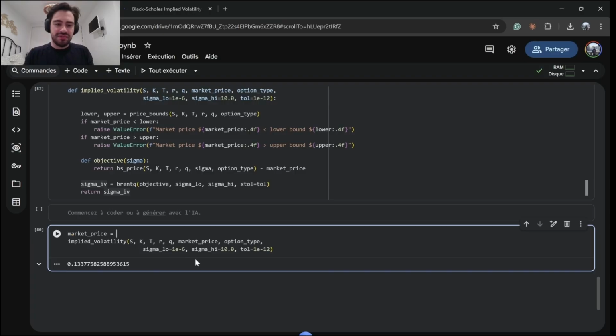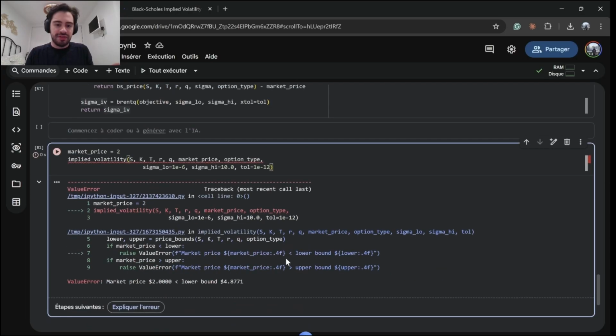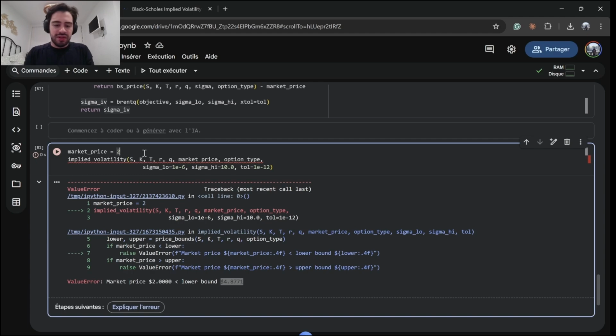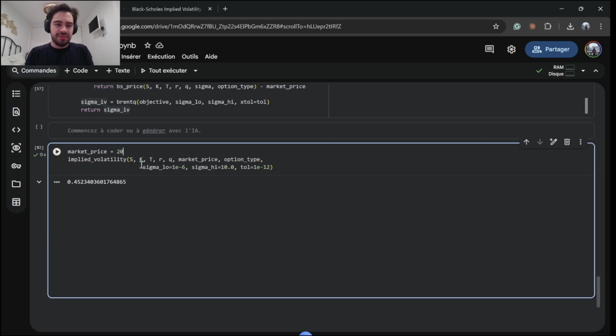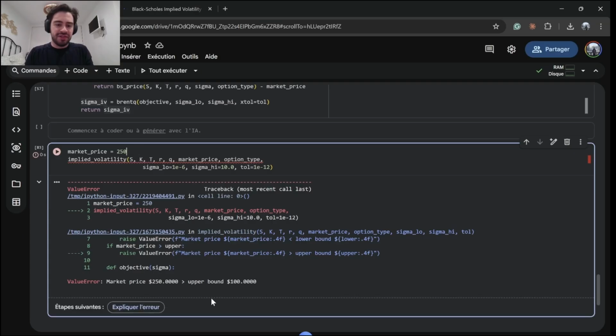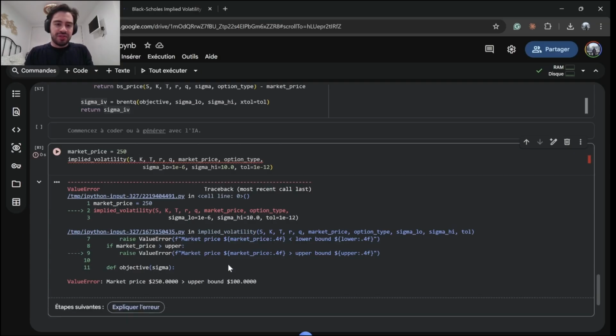Now imagine if I have a very low market price that is far below the present value of the intrinsic price. Well, it's going to give an error to me because it violates the bound. Well, I can play between the boundaries, like 20, 0.45, 50. Like 250 is also going to give an error because it's higher than 100. See? So these boundaries need to be respected.